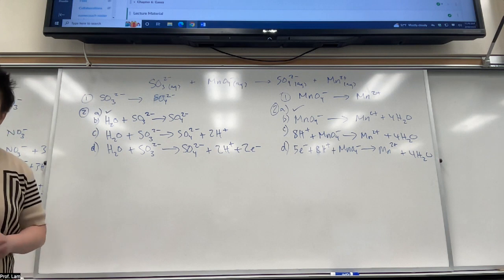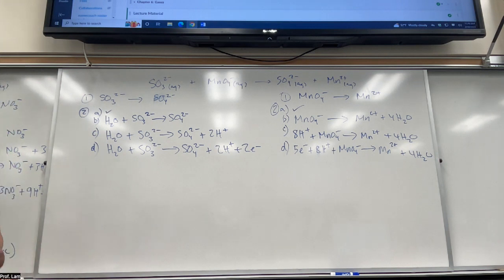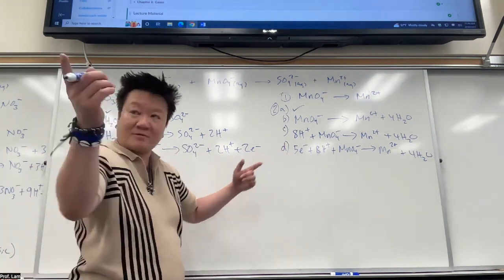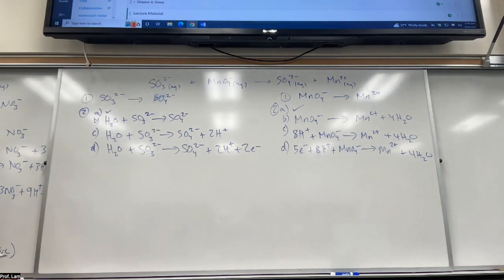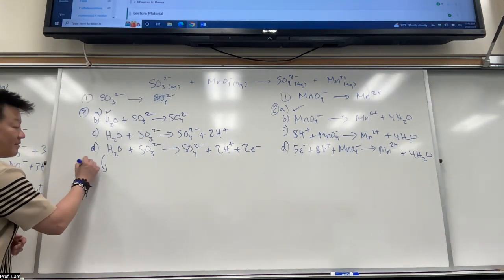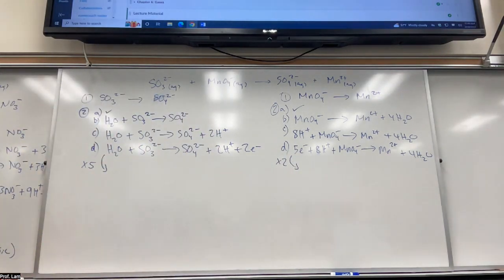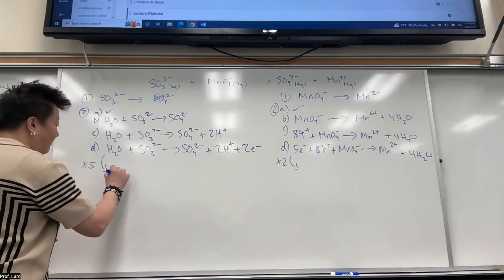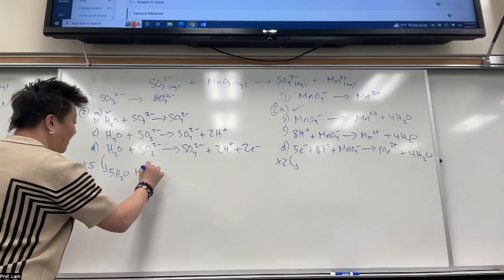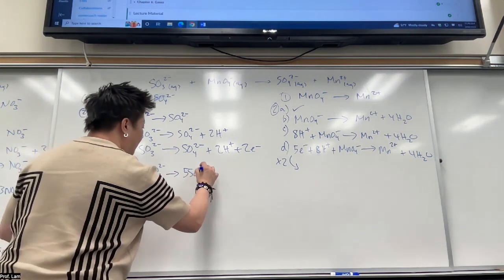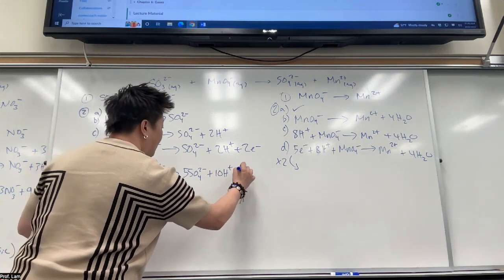Right, 10. So I should multiply this one by 5, and I should multiply this one by 2. There you go. Make sense? Right? 5 times 2 is 10. 2 times 5 is 10. Okay. So 5 H2O plus 5 SO3 2 minus goes to 5 SO4 2 minus plus 10 H plus 10 electrons.